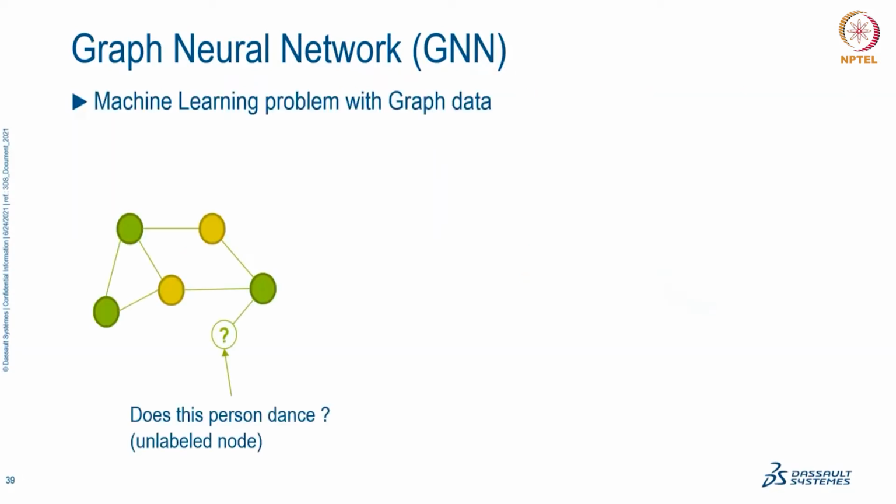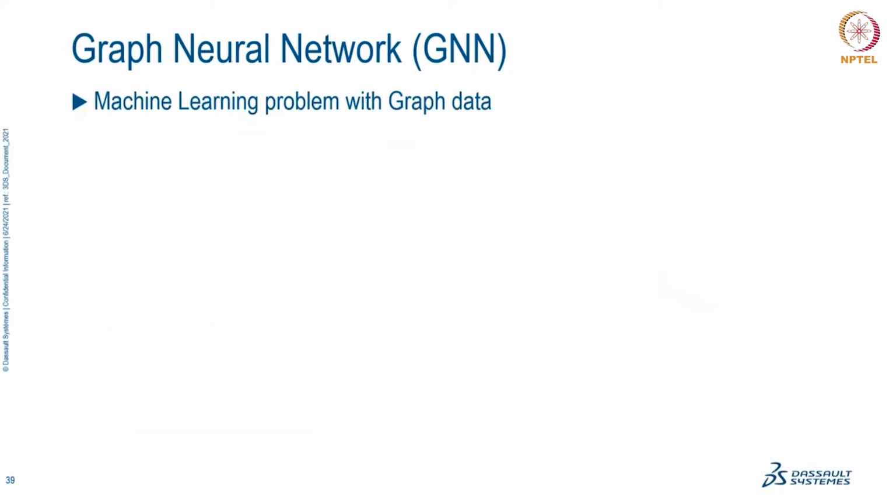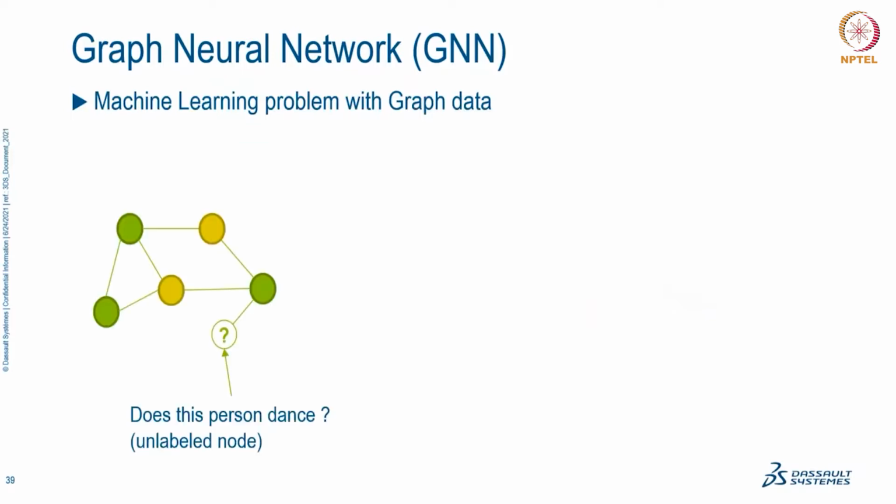So, machine learning problems with graph data. What are the different types of machine learning problems that we can use a graph neural network for? For example, there is a group of people, and they are somehow related based on whether they dance or not. There are some characteristics which determine if a particular person likes to dance or not.